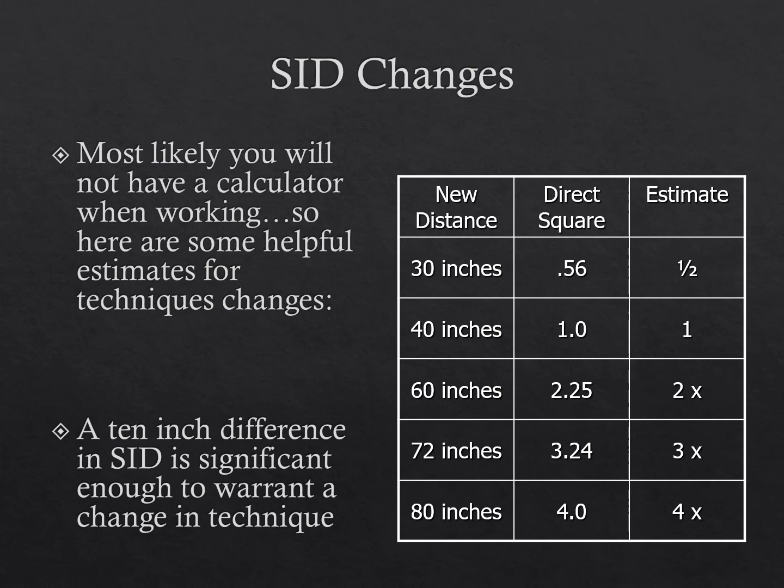So if I'm going from 40 to 60, that's going to be about 2.25 times the mAs it would be at 40 inches, or 2 times. From 40 inches to 72 inches is about 3 times, or 3.24. 80 is easy, it's 4 times. From 40 to 30, it's about half of what the mAs would have been at 40 inches. So this just gives you an estimation. You're not always going to have a calculator, so having this thought process in your brain will give you kind of an estimation to get started.